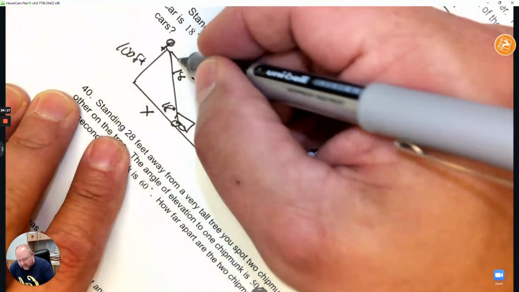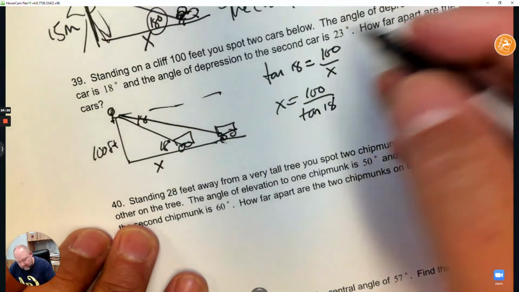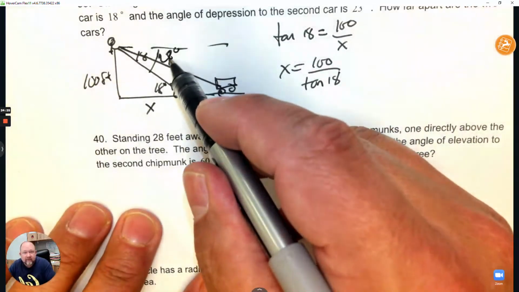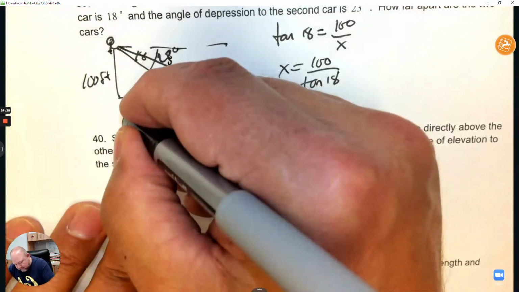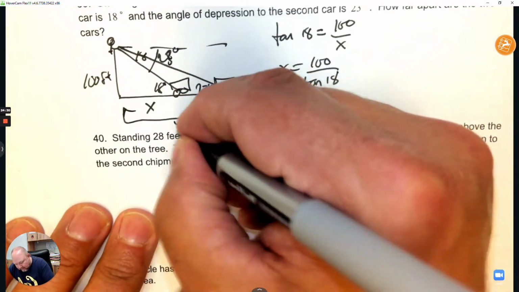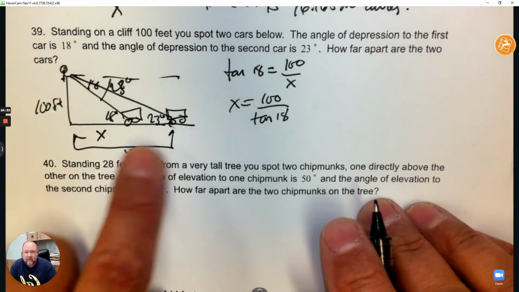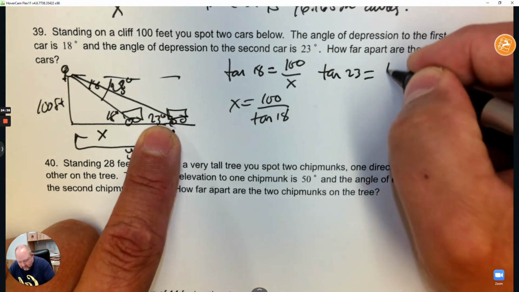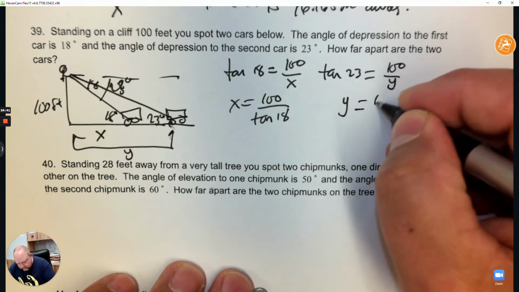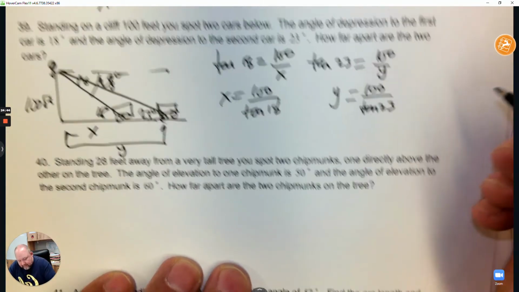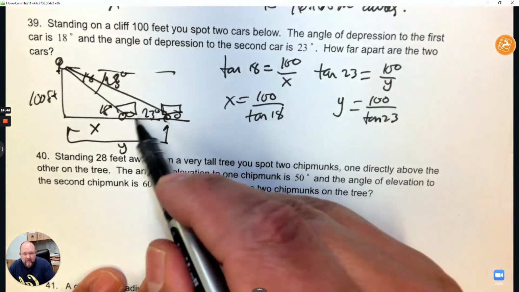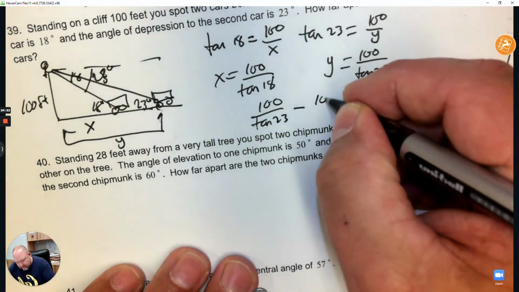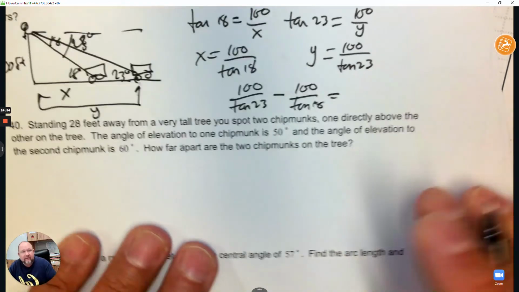The other one, to the other car, the angle is 23. So if that's 23, this angle here is 23. That means from here to here, I'm going to label y, and I'm going to use 23 degrees. So it's the same setup. It says 23, but this is y now. And then the answer I'm looking for is the distance between them, so I take the y value and subtract the x value, so that in one step you could get the answer.